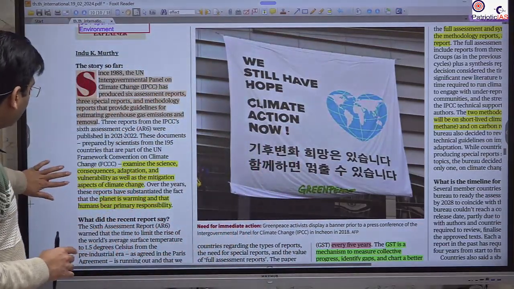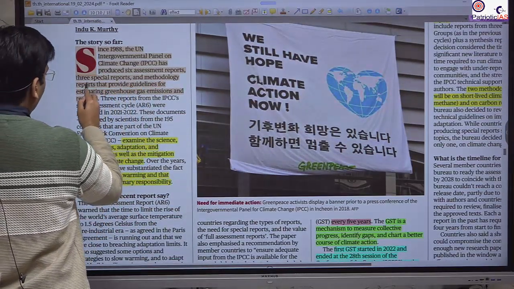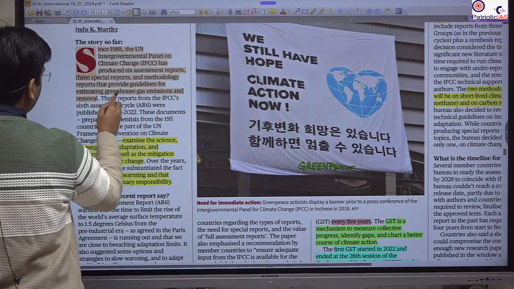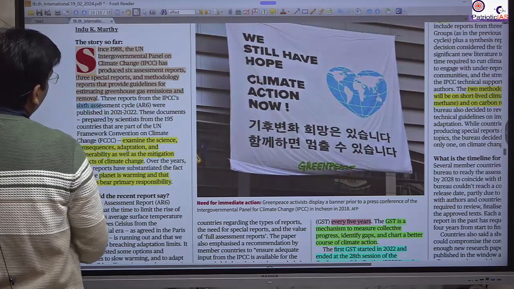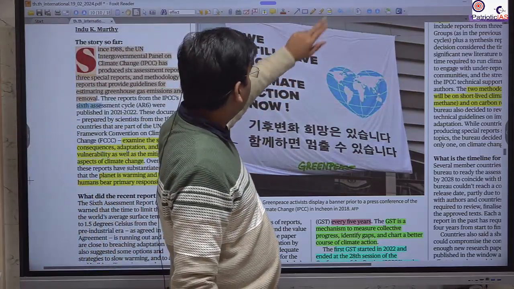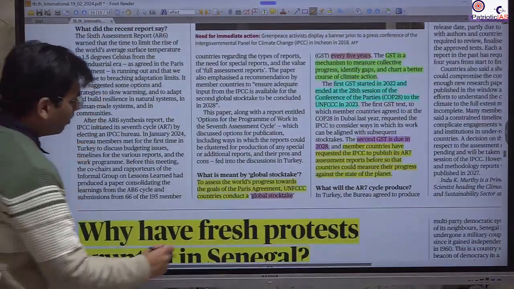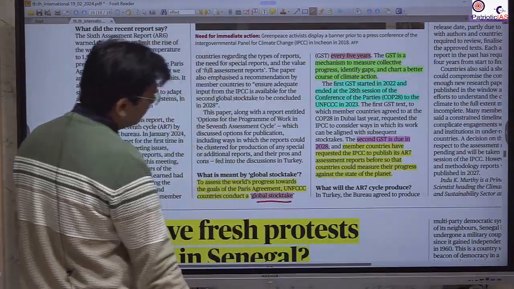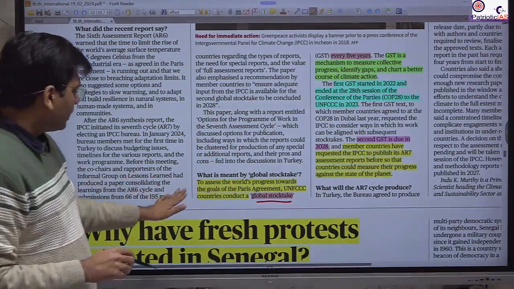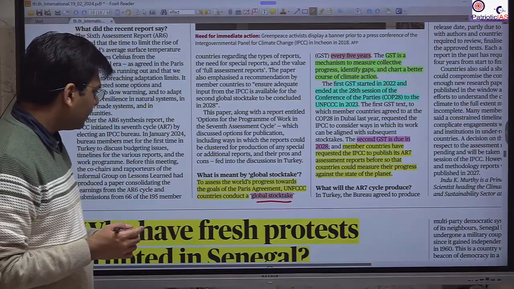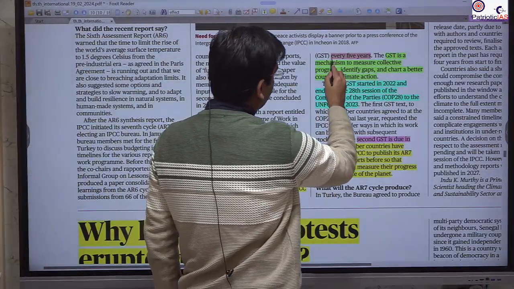And how many has it given in general? It has produced 6 assessment reports, 3 special reports and a methodology report that provides the guideline for estimating greenhouse gas emissions and removals. This is all about this IPCC. So yes, recently we saw in the context of this global stocktake, please remember this. What is this global stocktake? It is to assess the world's progress toward the goals of the Paris Agreement under UNFCCC countries. Okay, so it is done every 5 years. So please remember that.